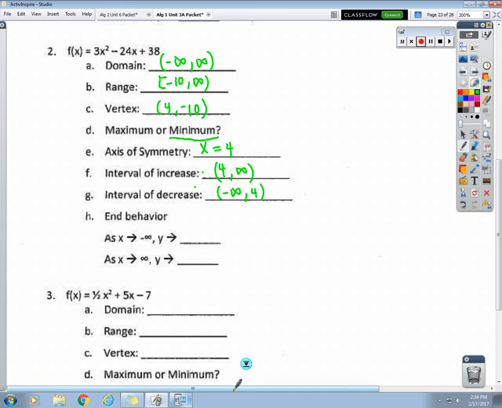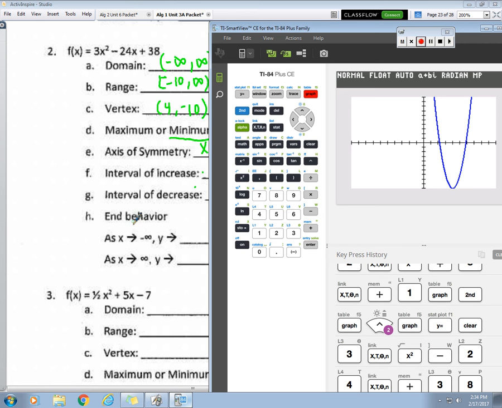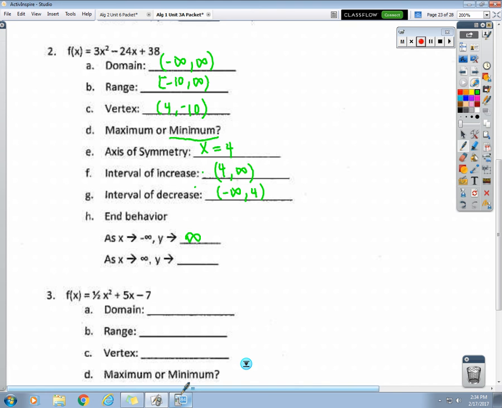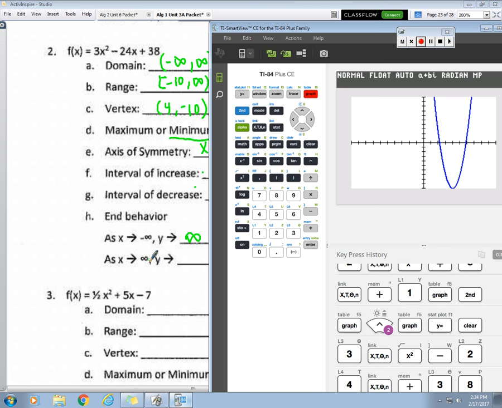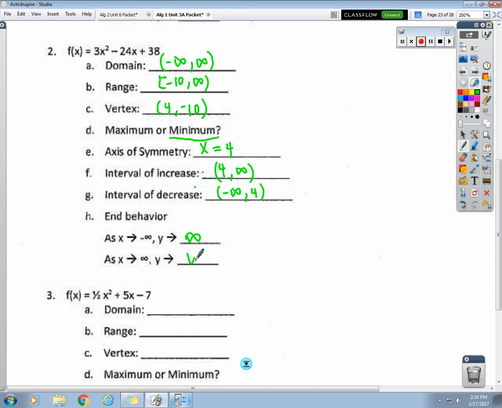Okay, now for end behavior. As x approaches negative infinity, that means what direction? Left. If you go left on the parabola, you're going up. So y approaches positive infinity. X approaches positive infinity means right, but yes, you're still going up. No matter which way you go, left or right, you're going up. Any questions?